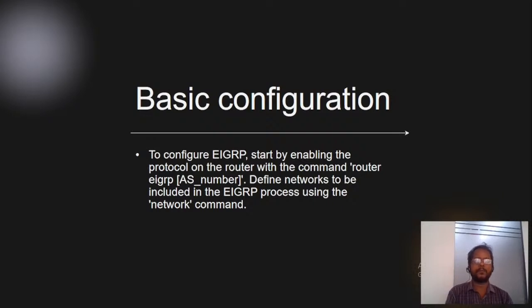Now you have to define the networks to be included in the EIGRP process using the network statement. So you have to give the network command and you have to give the networks of the local interfaces, the directly connected interfaces of the router.